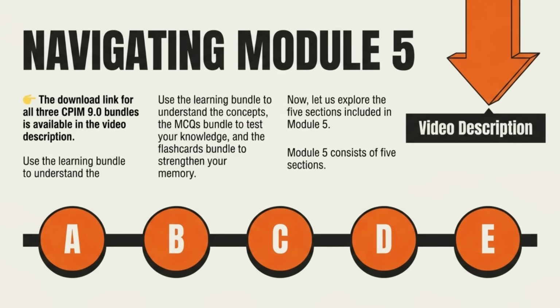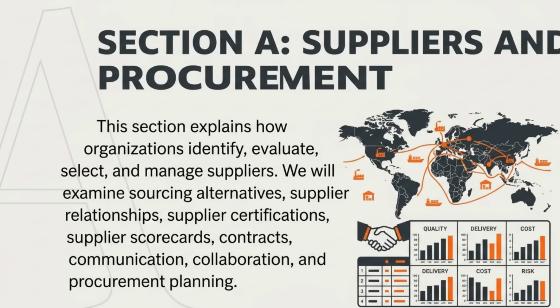Now, let us explore the 5 sections included in Module 5. Module 5 consists of 5 sections. Section A, Suppliers and Procurement. This section explains how organizations identify, evaluate, select, and manage suppliers. We will examine sourcing alternatives, supplier relationships, supplier certifications, supplier scorecards, contracts, communication, collaboration, and procurement planning.